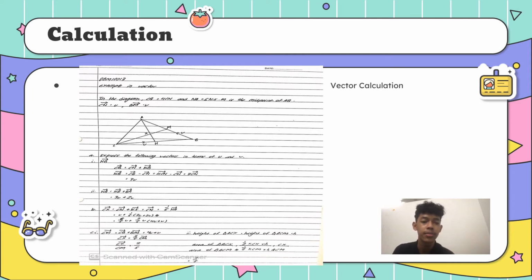In the diagram, CB equals 4CN and NA equals 5NX. M is the midpoint of AB. CN equals u and BM equals v. So A1, express the following vectors in terms of u and v.